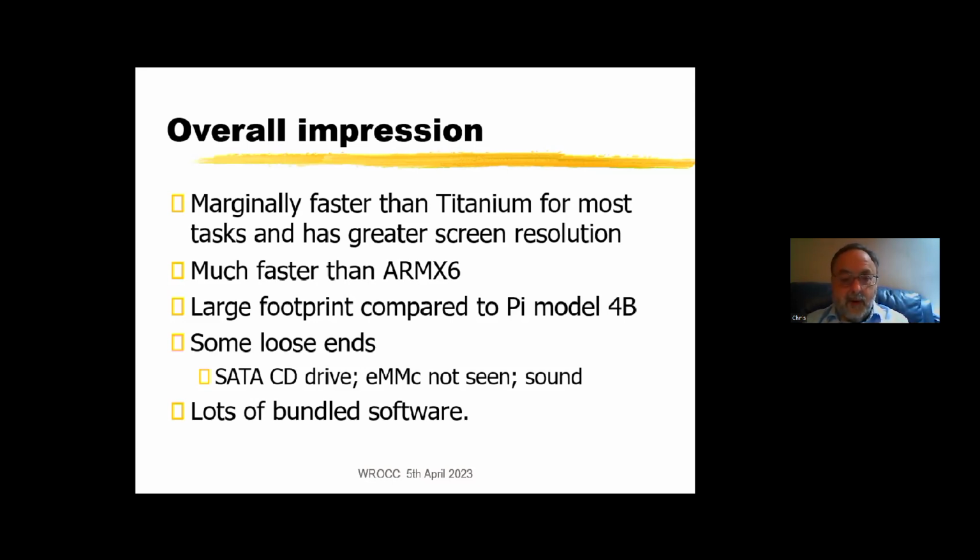At the moment, they're working on SATA CD drivers. The ROM that is provided by RISC-OS bits can't see eMMC yet, and they're working on that. And I think sound is still an issue on the Pi 4B. But there is lots of bundled software on this.